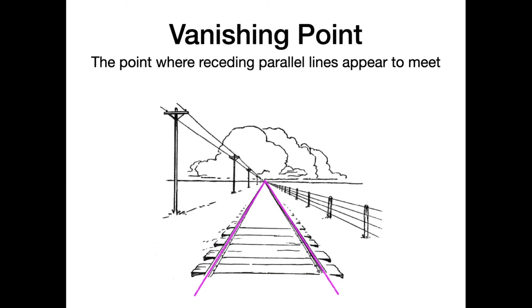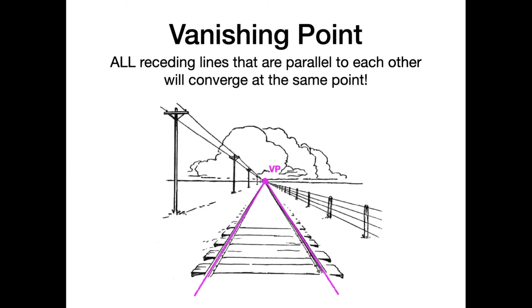Vanishing point. It is the point where receding parallel lines appear to meet. All parallel receding lines in a perspective drawing, if extended far enough back in the distance, will all meet at the same point. This is called the vanishing point. This is very, very important for you to understand. All lines that are parallel and receding will eventually converge at the same vanishing point. See that? Every single one of these lines here, they're all parallel to those train tracks. So they're all going to converge at that same vanishing point.